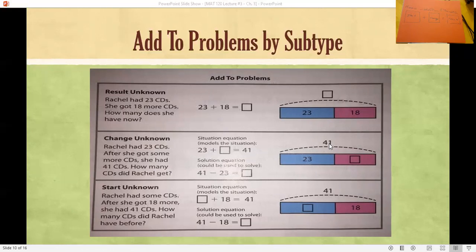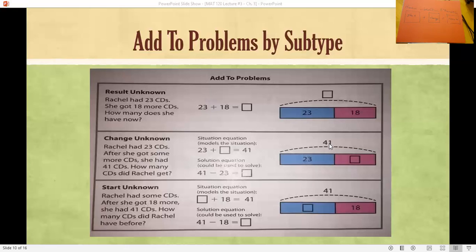So Rachel started with some amount of CDs we don't know in this case. Rachel had some CDs, but she got 18 more, now she has 41. So how many CDs did Rachel have before? And now you see two structures there. One of them is an addition structure where one of the add-ins is missing. And then we also show it as a subtraction structure where the difference is missing. And you could show it in either way. Students will think of it in both of these ways.